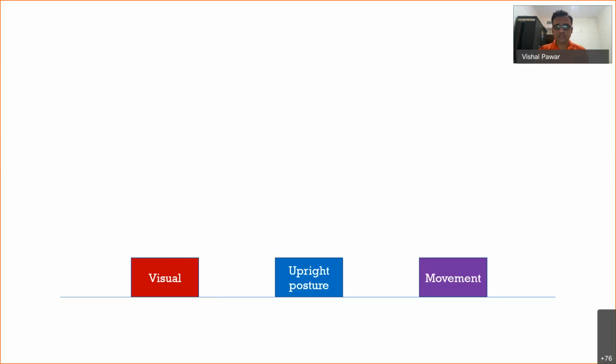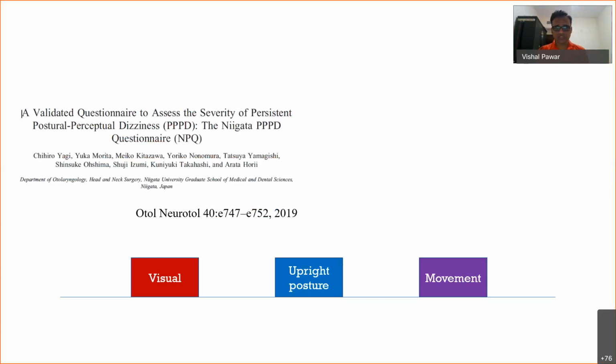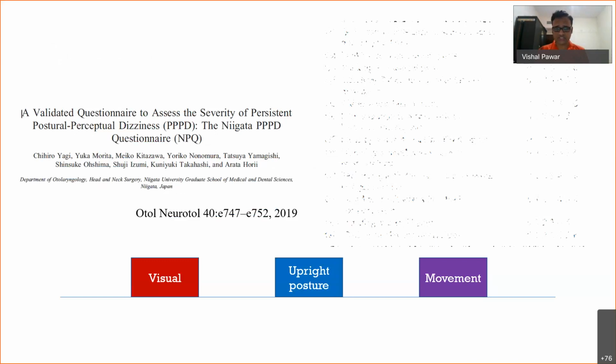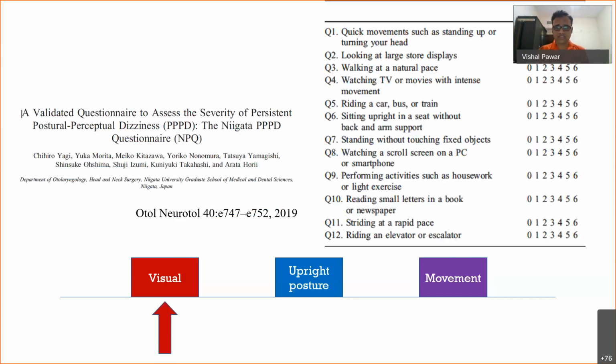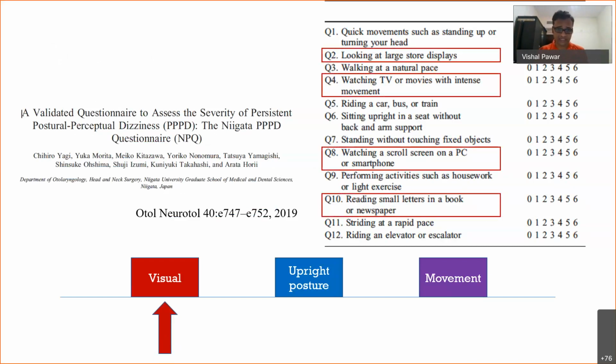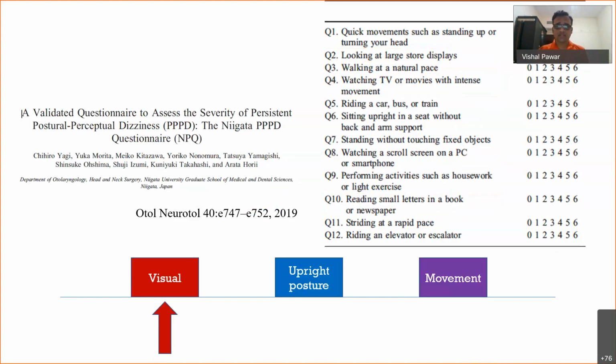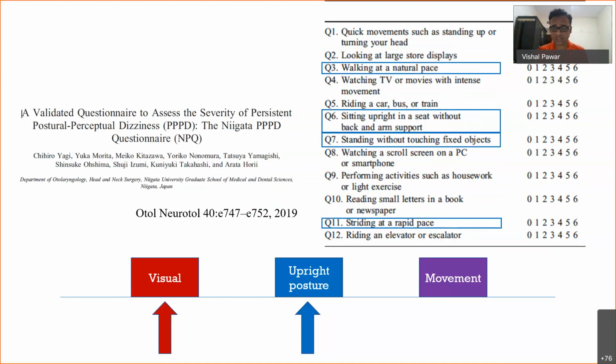So these are the 3 components of this triple PD questionnaire. And what I see is visual score is very important for the diagnosis of triple PD. If visual score is 0, you need to consider other diagnosis like proprioceptive loss or other issues. And upright posture, if the symptoms are happening in upright posture and visual score is 0, then look for the proprioceptive loss or cerebellar issues.